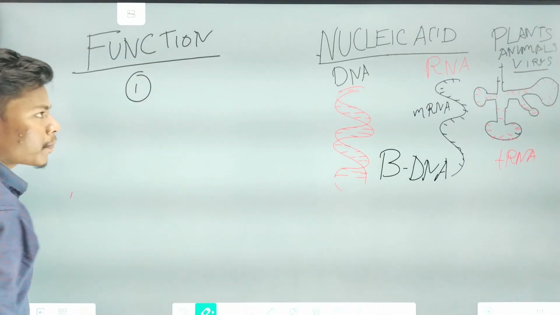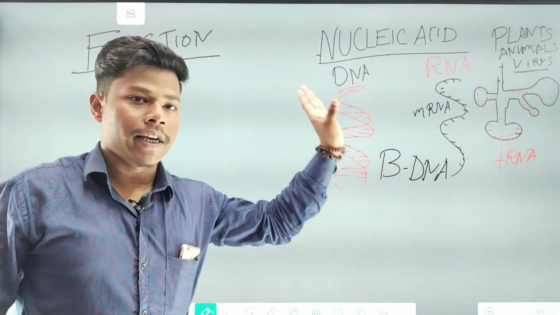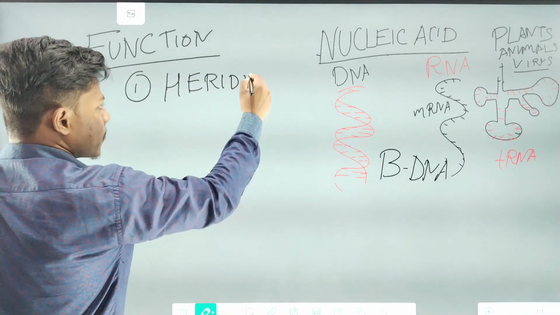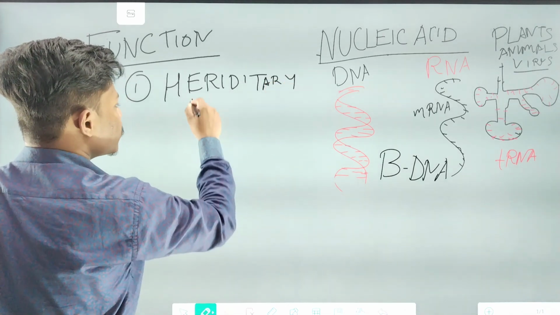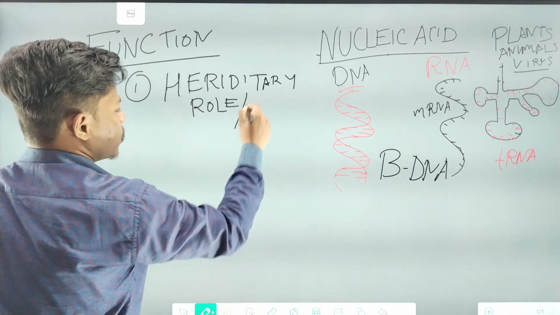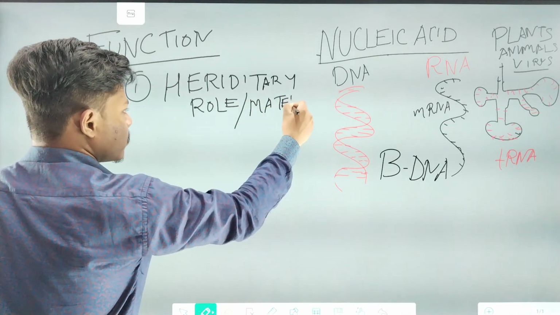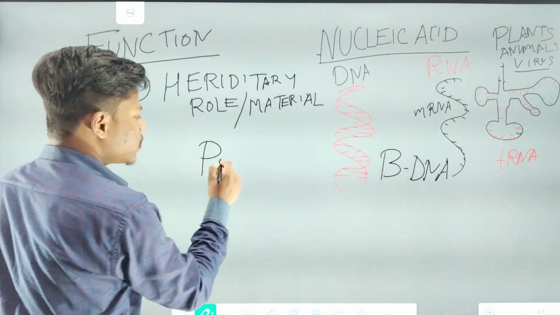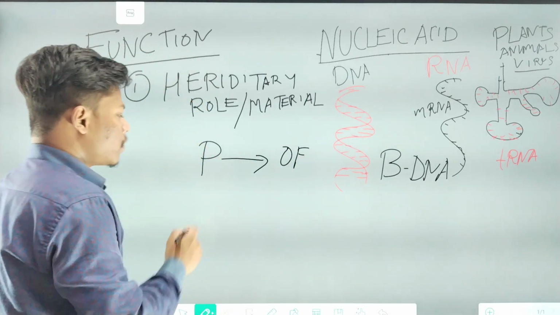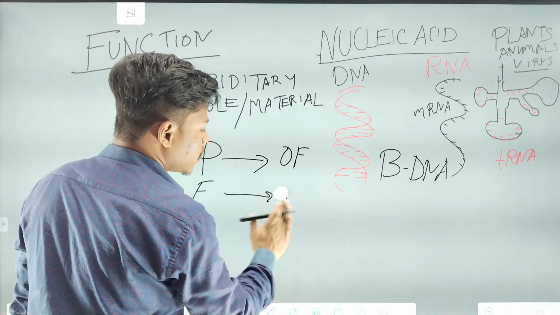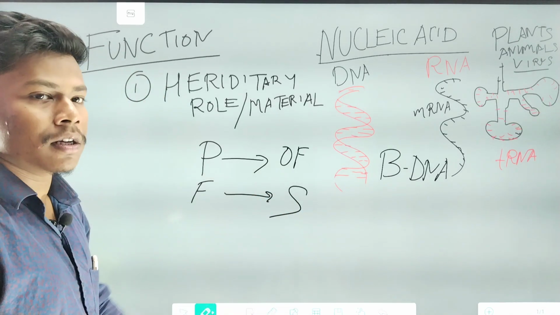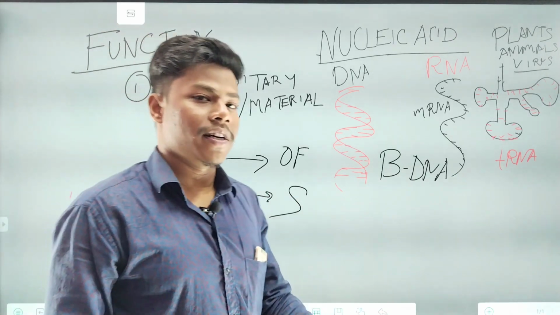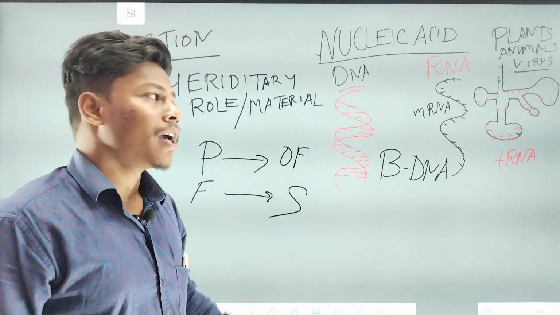The first main function is that DNA and RNA have a hereditary role, or are hereditary material. That means DNA and RNA pass information from parents to the offspring, from father to the son, or from mother to the son and so on. That means transfer of genetic information from one generation to the next is basically done by your DNA and RNA.